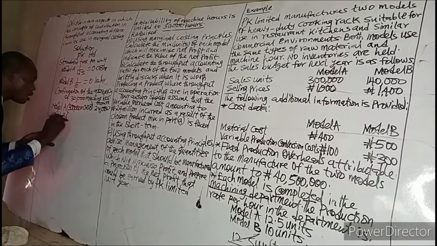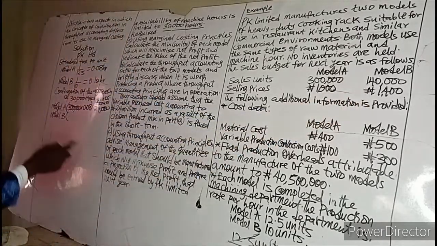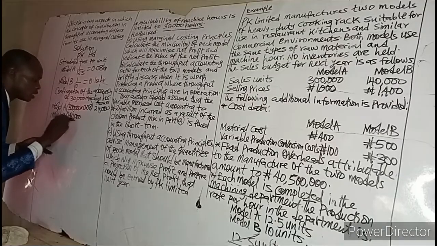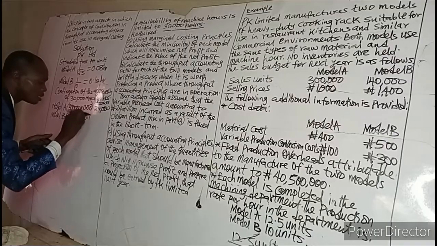For model B, demand for model B is 140,000 units, times, to produce one unit, you need 0.1 hour.